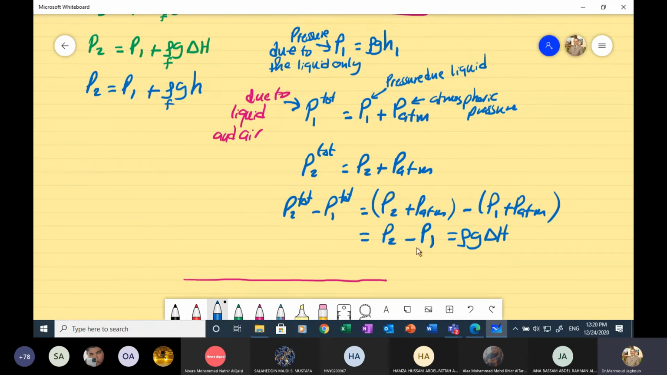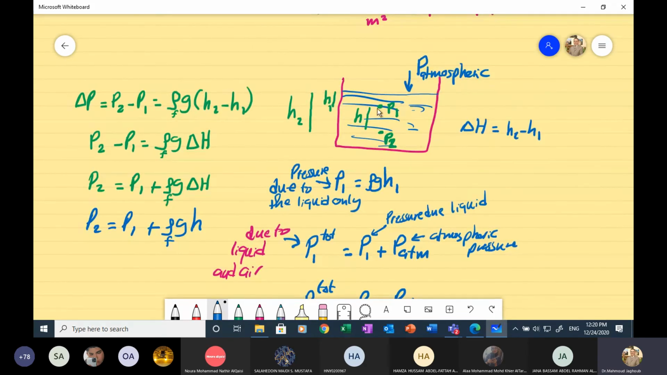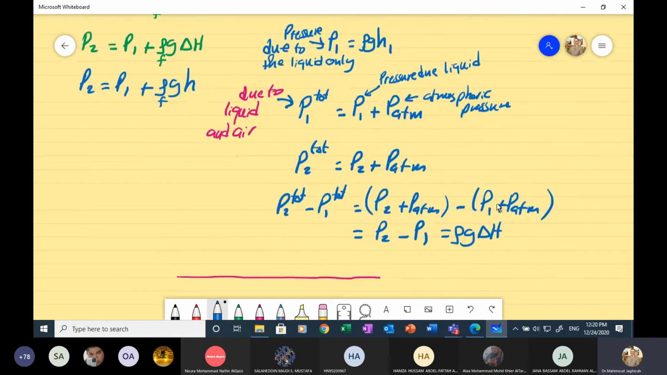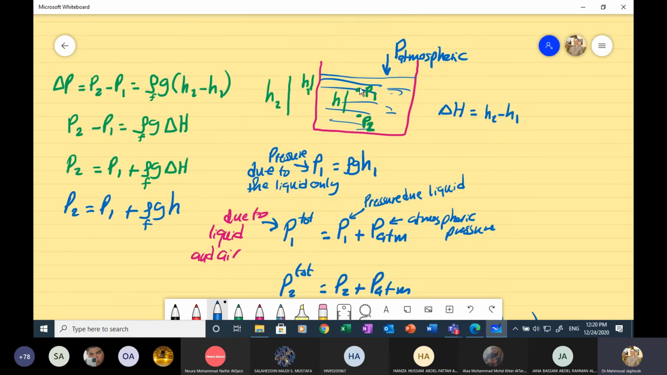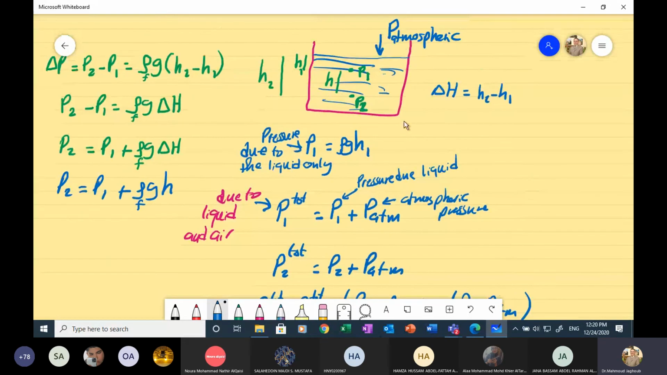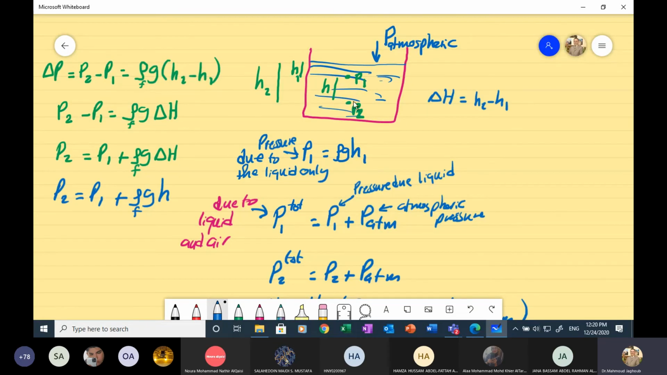Why did the atmospheric pressure not affect the difference between the pressures of the two points? Because we are inside the liquid. Exactly, the atmospheric pressure here is the same as the atmospheric pressure here. So when you subtract the pressures, you just cancel the atmospheric pressure. So when you have a liquid, at different points of the liquid, the atmospheric pressure acts by the same amount at this point and this point and this point. So when you calculate the difference, what happens to the atmospheric pressure? It cancels. So whether you calculate the difference due to the liquid only, or take the atmospheric pressure as well, in both cases the pressure difference is rho g times delta H.